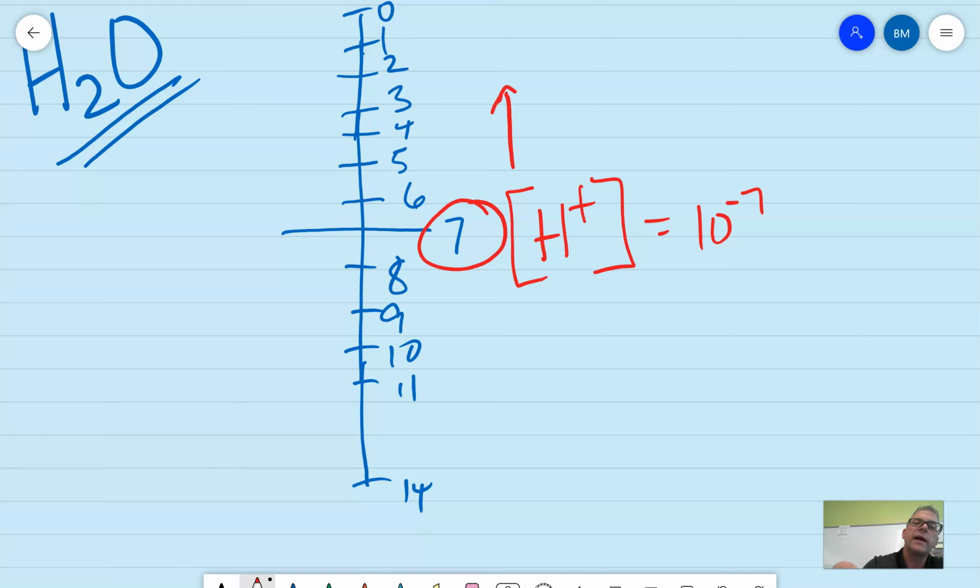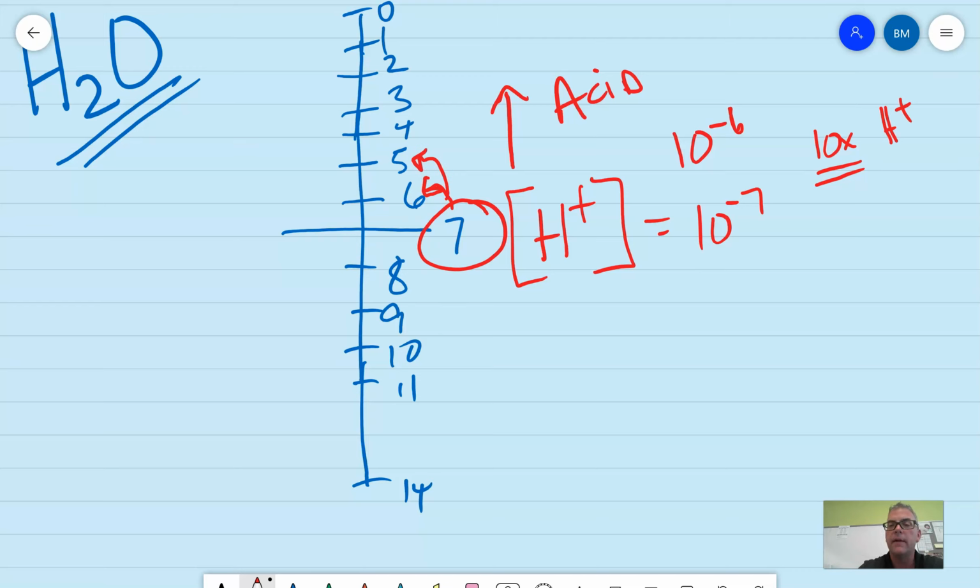If I go this direction, I become more acidic. So a pH of 6 is going to give me 10 to the negative 6. That's actually going to say that I have a 10-fold increase. I have 10 times more hydrogen ion whenever I go from a 7 to a 6. If I look at this one here, this one is going to be 10 to the negative 5. So it's 10 times greater than 6, but it's 100 times greater than 7.